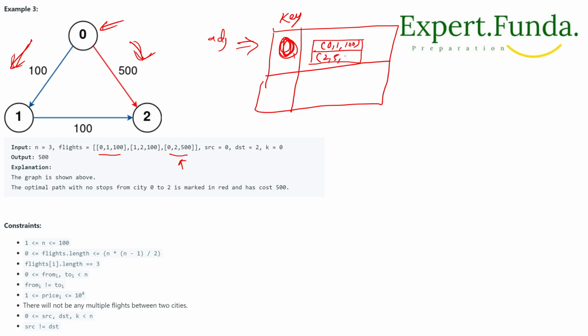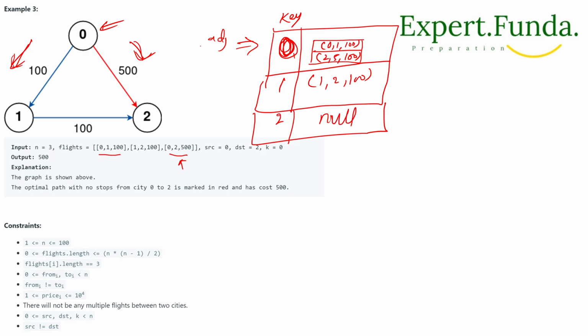2, 500, this one. Similarly, we'll consider 1. Next time 1 will come. What do we have? 1, 2, 100. It will have 1, 2 and 100 like this. And 2 doesn't have anything, right? So 2 is not going anywhere, so it remains null. By default we'll take null.